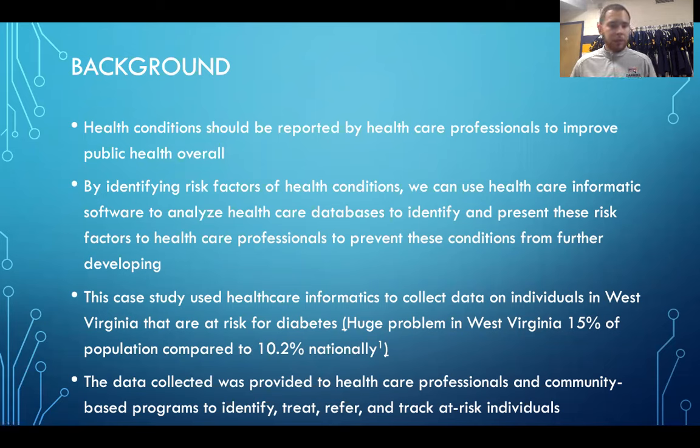So this particular case study used health informatics and it collected data out in West Virginia. The reason that they chose West Virginia for the diabetes prevention program was that West Virginia has a 15% prevalence of diabetes compared to 10% nationally, so about a 5% increase. This data was collected for healthcare professionals and community-based programs in order to help treat, refer, and track individuals at risk for developing diabetes or who already have diabetes.